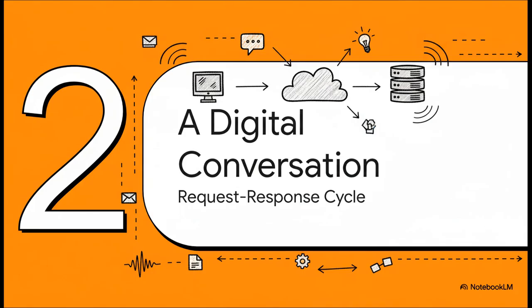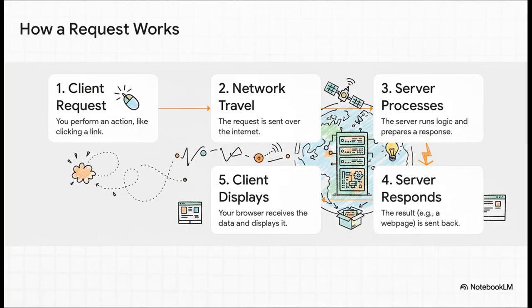Okay, so now that we know who the players are, let's look at how they actually talk to each other. Because that's what this is, a constant, super fast digital conversation that's happening millions of times a second all over the world. And this just lays out the whole dance perfectly. It all starts when you do something simple, like click a link. Your browser, the client, shoots a request out over the network. The server for that website gets it, figures out what you're asking for, and grabs all the necessary data. Then, it sends a response zipping back across the network, and bam, your browser catches that data and displays the web page for you. It's simple, it's elegant, and it's ridiculously fast.